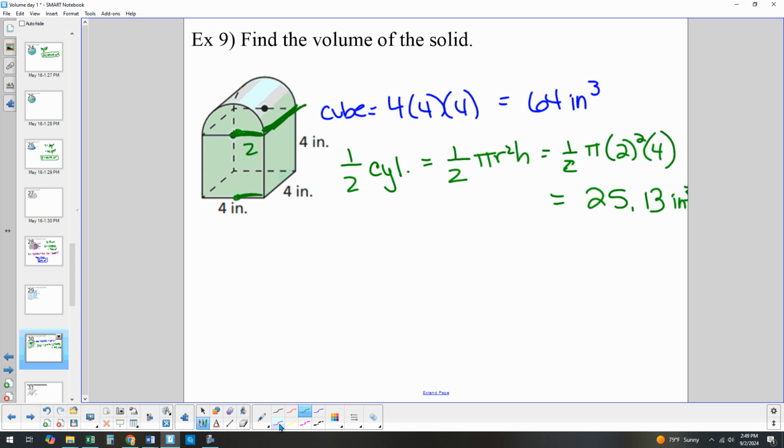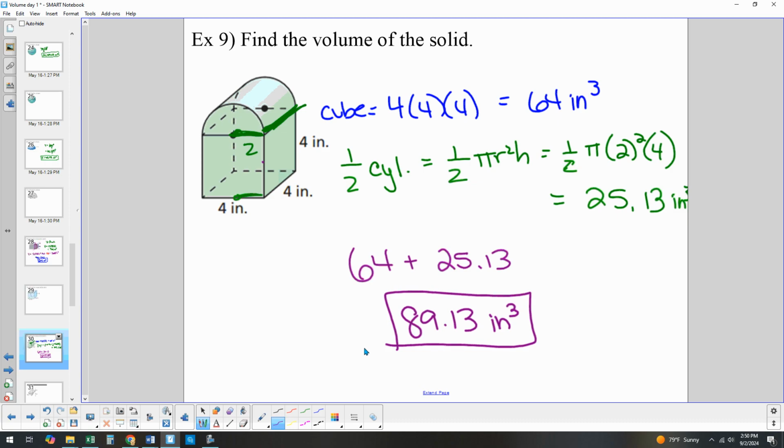So this time, instead of taking away, because I'm not cutting out this half of a cylinder from the cube, I'm putting it on top of it, I'm adding it to it, we're going to add these two together. So 89.13 cubic inches is the volume of this solid.